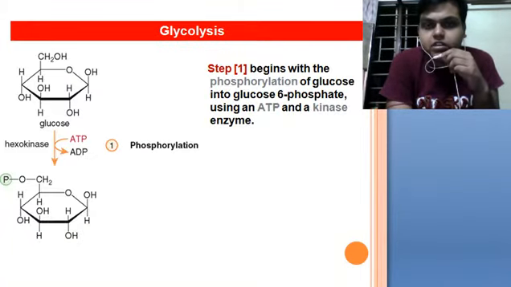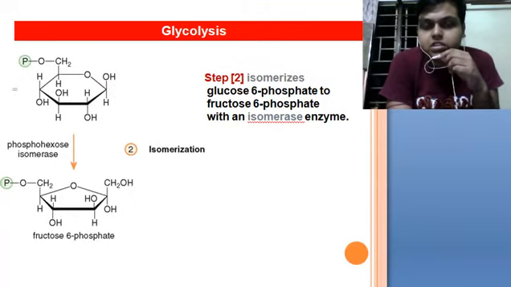Now let's go to the reactions. At step 1, the six-membered glucopyranose ring is converted to glucose 6-phosphate by phosphorylation with the help of the hexokinase enzyme, and ATP is converted to ADP. This is all about step 1, which begins with the phosphorylation of glucose. Now go to step 2.